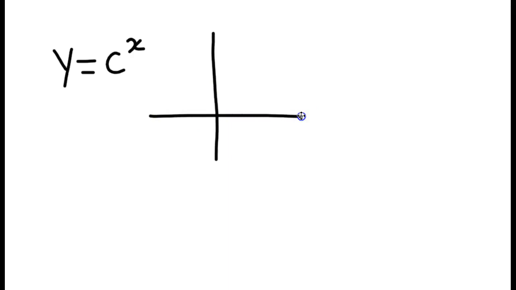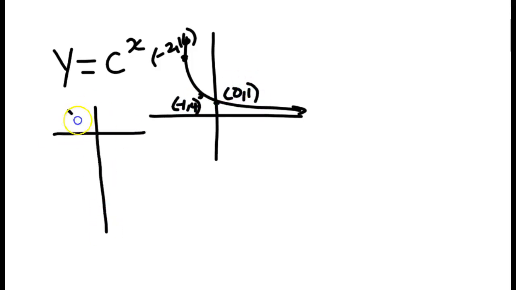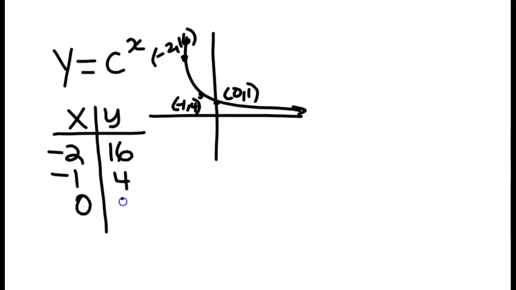Okay, example 2 says we have the picture and we want to make the equation from it. So they're saying, how do we make the equation? So the picture kind of looks like this, and they have specific points labeled: -2 and 16, then they have -1 and 4, and then they have 0 and 1. Okay, so if I was going to put those on a table, I'd have -2 and 16, -1 and 4, and 0 and 1.